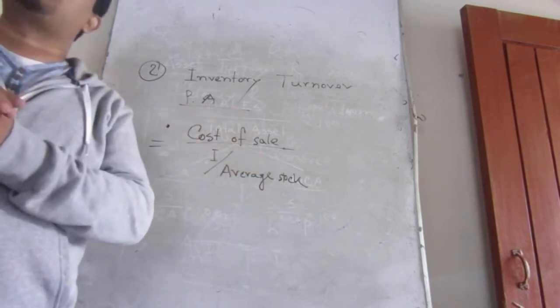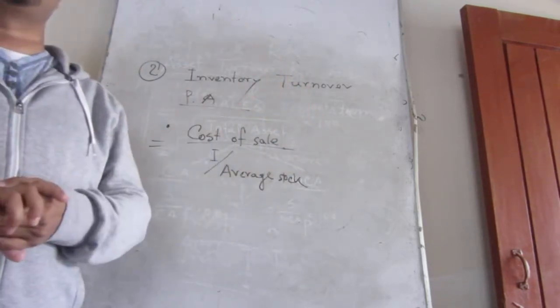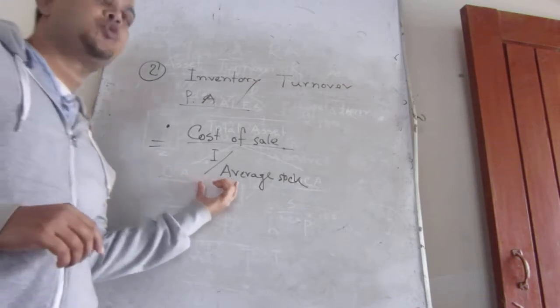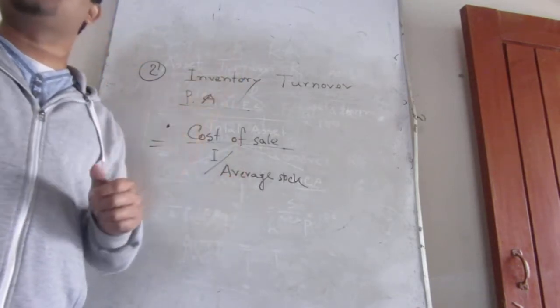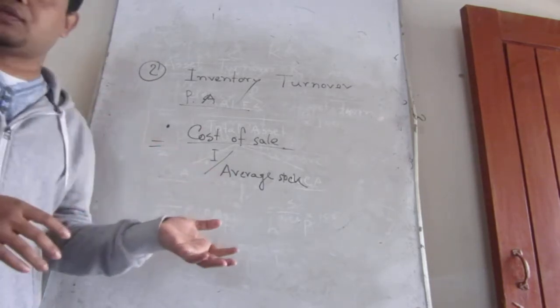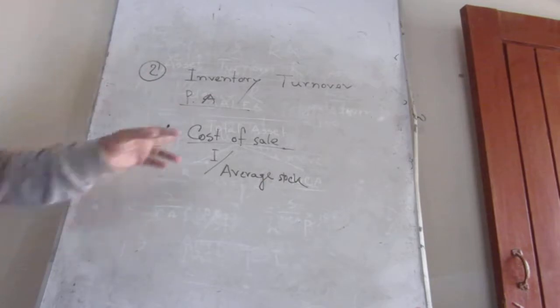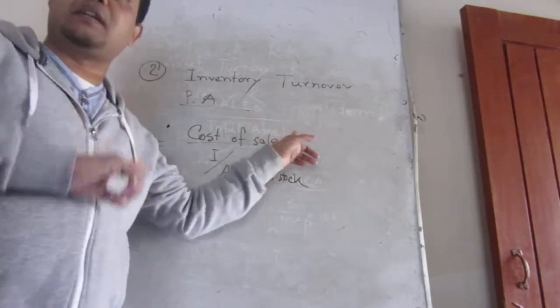If you guys are provided opening stock as well as closing stock of a specific time period, in that case it should be average stock. Average means opening plus closing divided by 2. So you have to go through just like this way, right? Now the thing is, here we do not multiply this total ratio by 100, see?